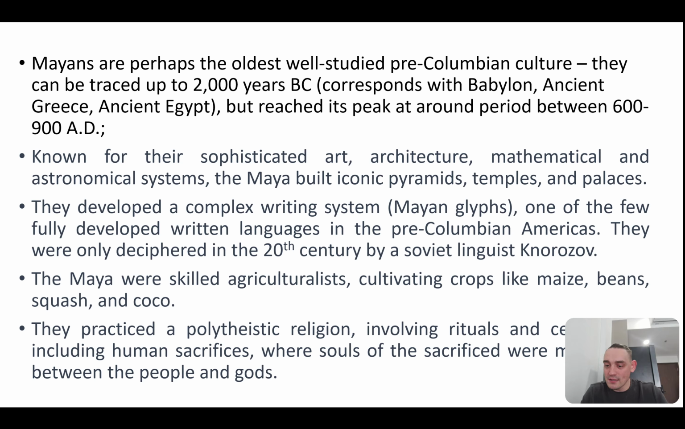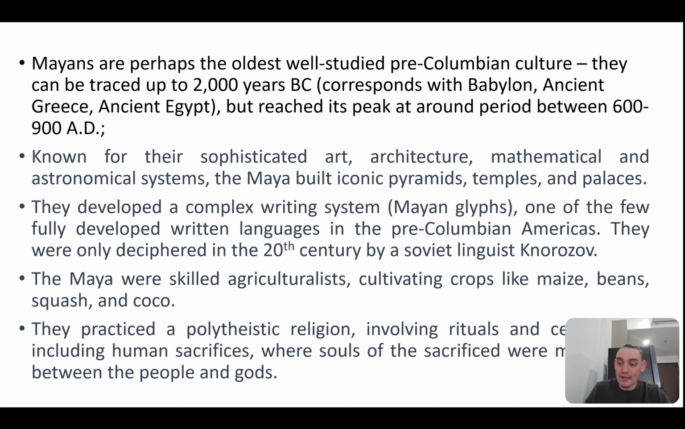They developed a complex writing system called Mayan glyphs, one of the few developed written languages in the pre-Columbian Americas. That language was only deciphered in the 20th century by the Soviet linguist Knorozov. Originally, Diego de Landa, a priest of the Catholic Church, claimed he had deciphered the language, but he made horrible mistakes, and we only started realizing what those glyphs really mean thanks to a Soviet linguist.